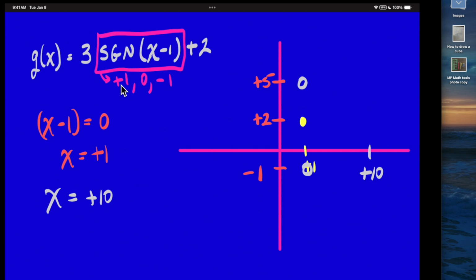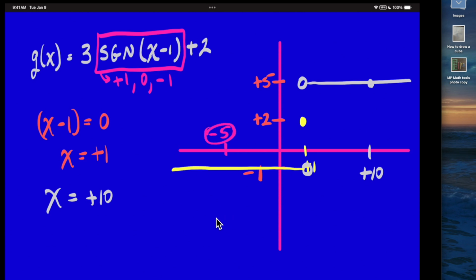3 times 1 is 3, plus 2 is 5. So we know that's our point right there, and we can go ahead and extend the line. And if that's true, then we know that this other line is going to extend like so. Just to make sure, let's plug in an x value way out here. Let's plug in x equals -5.